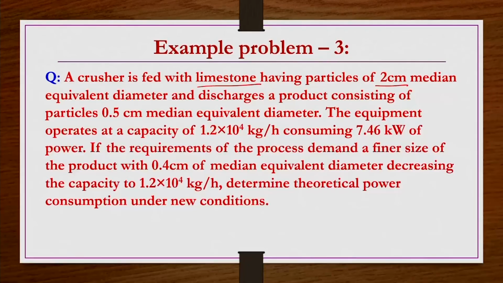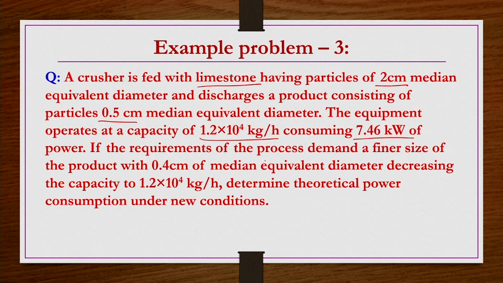So here in the sample, 2 centimeters is the median equivalent diameter, which means 50% of the material in the sample is less than 2 centimeters, and 50% is more than 2 centimeters. So the feed is 2 centimeters size, and the discharge product has 0.5 centimeter median equivalent size. The capacity, the mass flow rate, is 1.2 into 10 power 4 kg per hour, and under such conditions it is consuming 7.46 kilowatts of power.